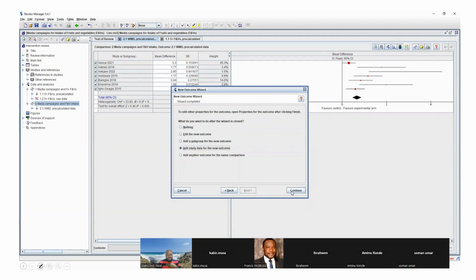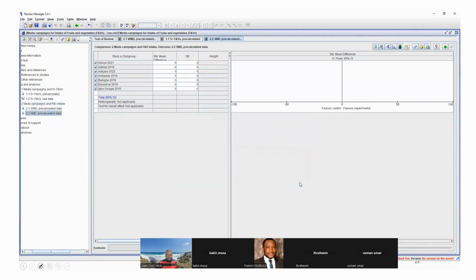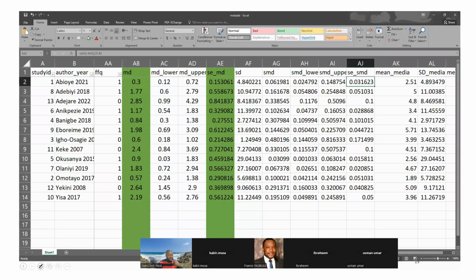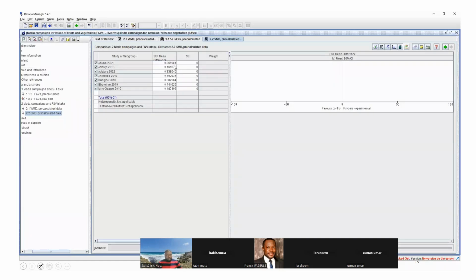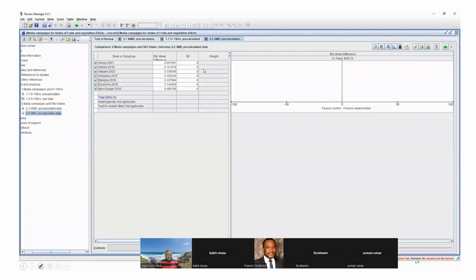Now you add the study data and you click continue. Now, if you're adding study data, it will bring up the studies that we already have specified. We did that last week. You select all the included studies, you click finish. And then because we have pre-calculated the standardized mean differences, you just copy that and you paste it in RevMan. Do the same thing for the standard error of the standardized mean difference. Okay, you copy that and you paste it in RevMan.